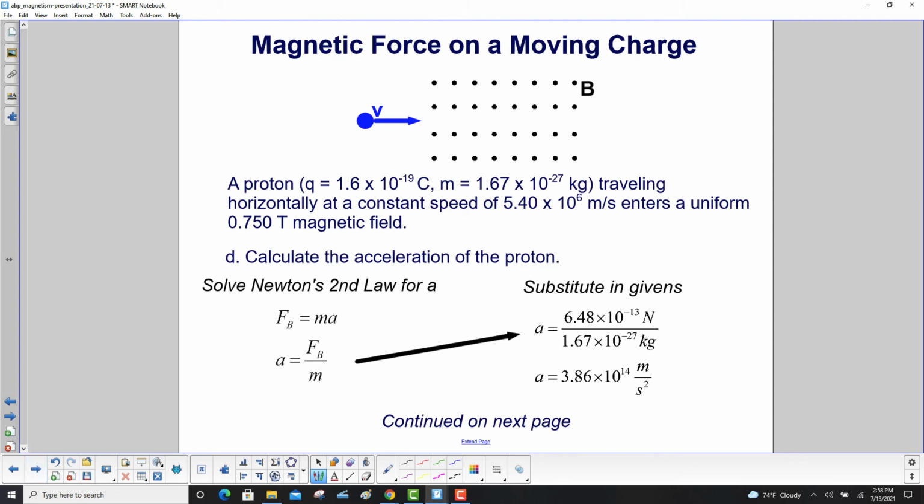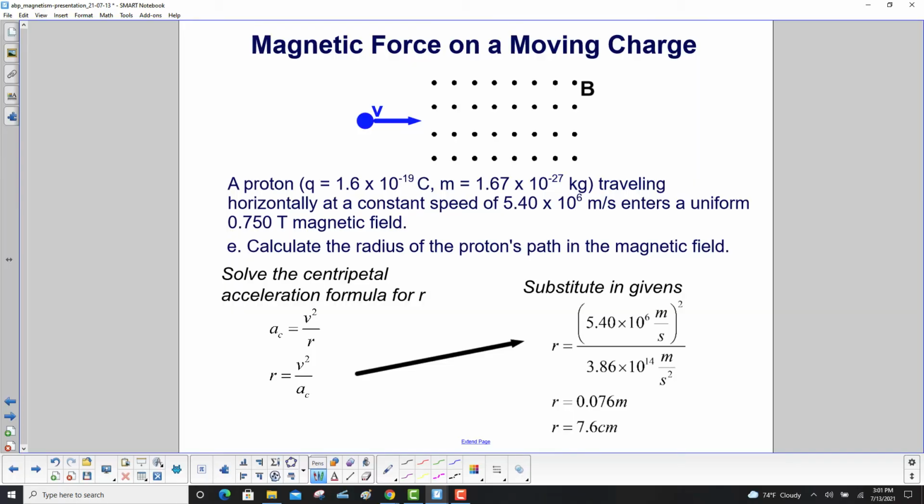Now calculate the acceleration of the proton. Well, we start with Newton's second law, and since we want the acceleration, we divide both sides by m, so we now have it in terms of the magnetic force and the mass. Well, we have the force. We came up with that on the previous slide. We were given the mass. You divide through, and you have an acceleration of 3.86 times 10 to the 14th meters per second squared.